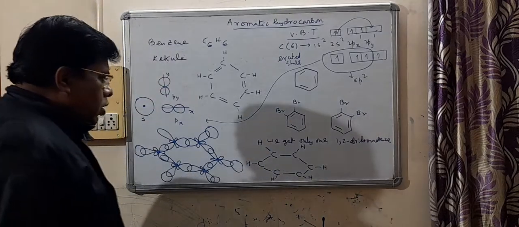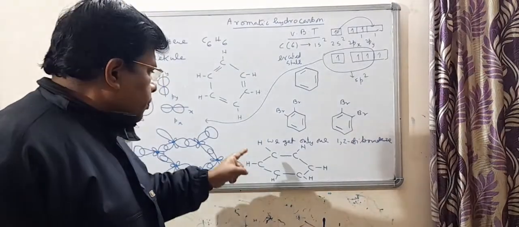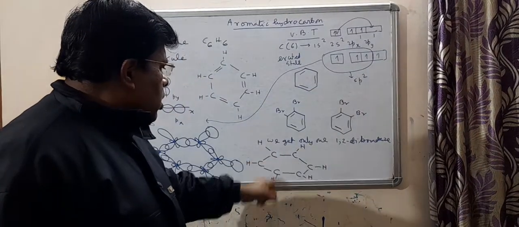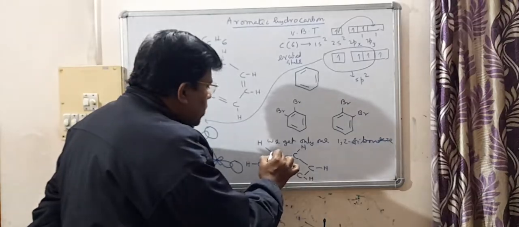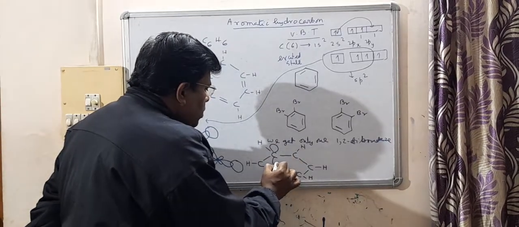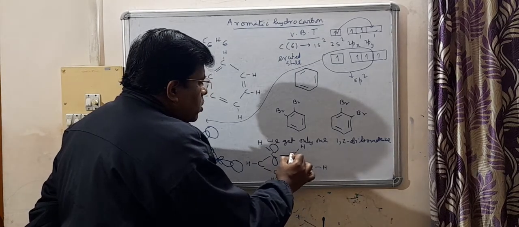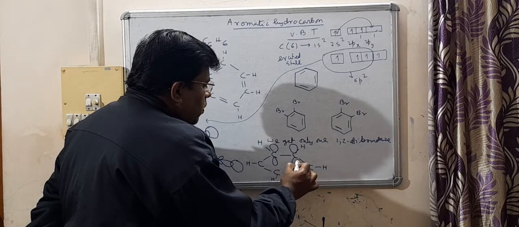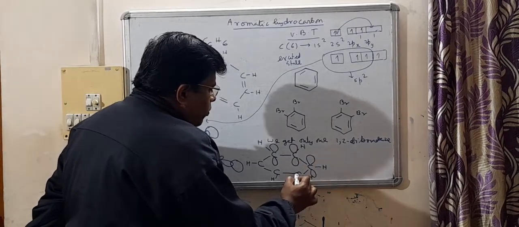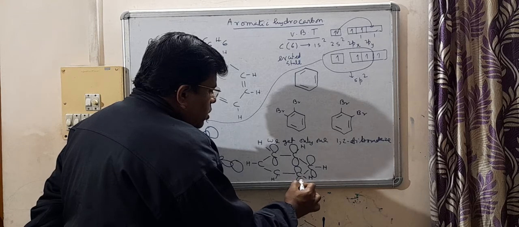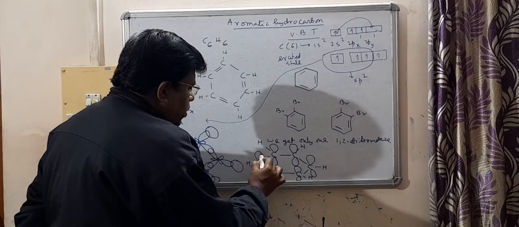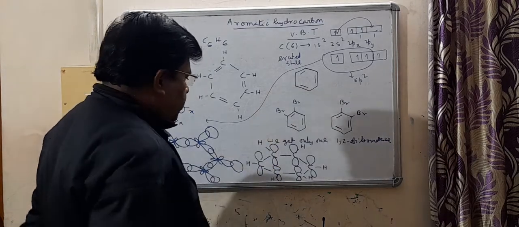All these bonds we have got. Now this p_z, which is unhybridized, is there on each carbon atom. Let me draw that p_z. This is one p_z on this carbon atom. This is a p_z on this carbon atom. This is a p_z on this carbon atom. This is a p_z on this carbon atom. This is a p_z on this carbon atom. This is a p_z on this carbon atom.